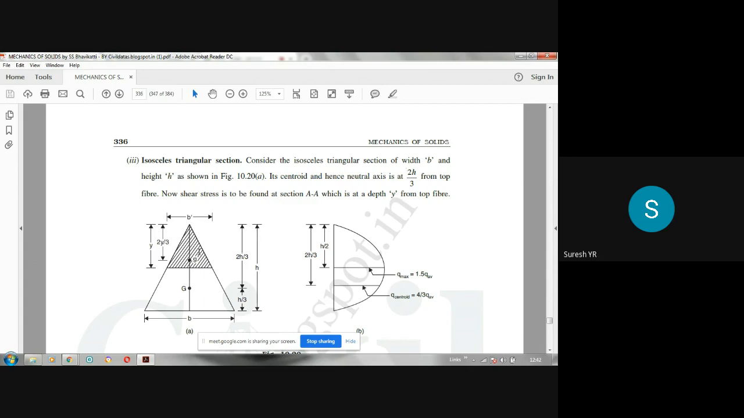So this is the diagram. This is the section of the beam. B dash is the width of this elemental strip. You can get a relationship between B dash and B. By the similar triangle principle, you can see that this triangle and this triangle are similar, so the respective sides are proportional to each other.